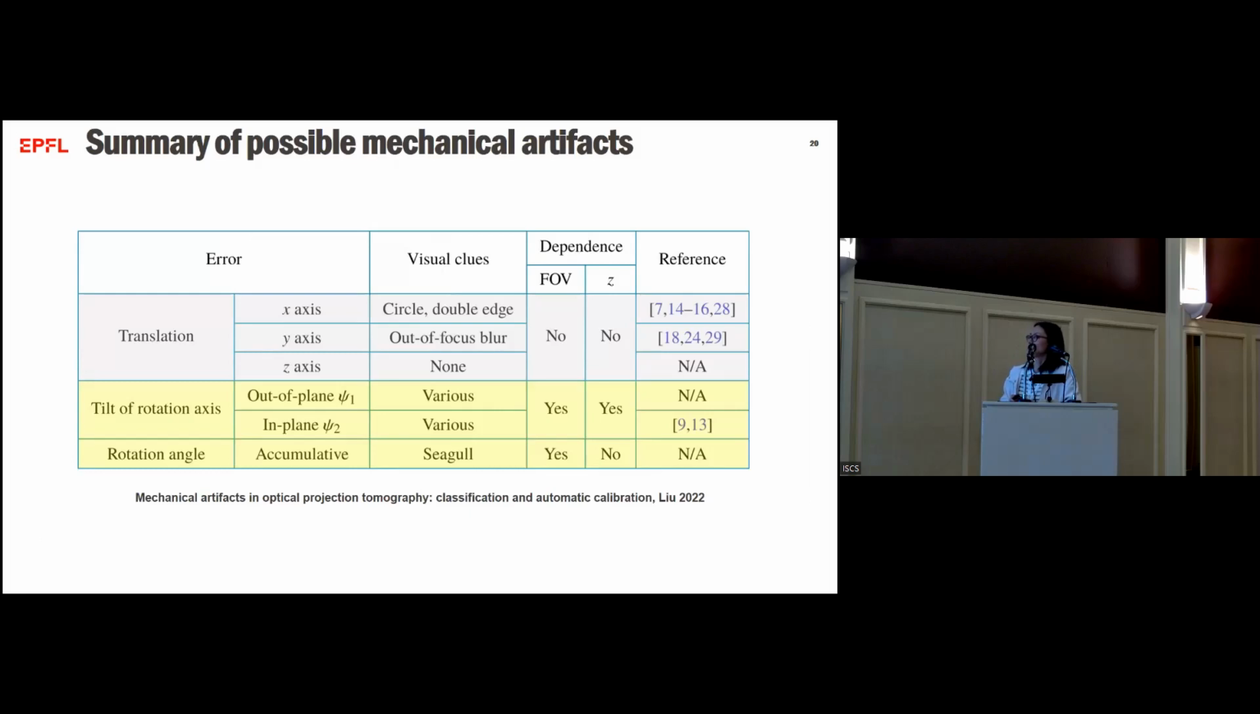So people have already studied the translation or shifts in different directions, and they cause different types of artifacts, and they usually don't depend on the field of view or Z location. And in 3D tilt in addition, we decompose them into 2 parts, the psi1 and psi2, and they cause different types of artifacts, and they have a dependence on the field of view and also on the Z location. In the end, we also see artifacts due to rotation angle errors, and because it's wings or seagull artifacts.